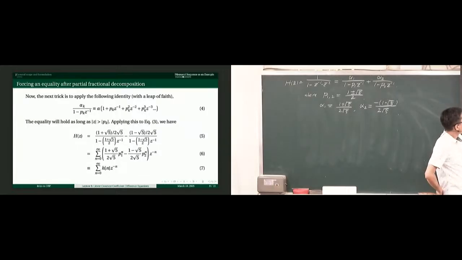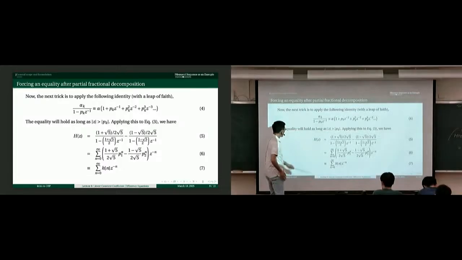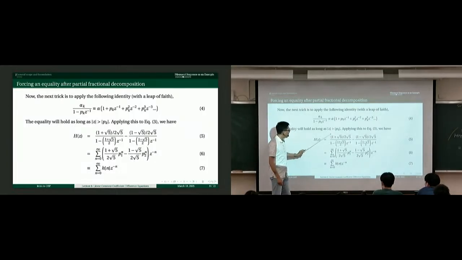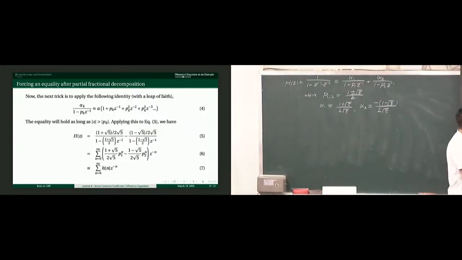The trick is to apply the following identity, which is an opposite way of summing an infinite geometric series. Apply this identity, and now we apply this to our system. Then what do we have? That's P1, P2, alpha 1, and alpha 2 with a minus sign. So far, so good? So we can just directly apply this identity.